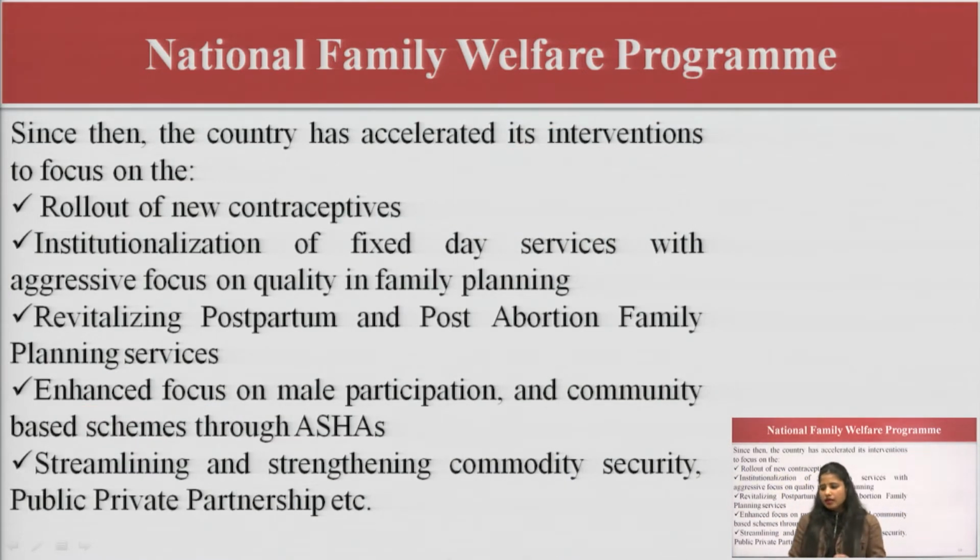Now, we will see some of the interventions under the National Family Welfare Program. How will we achieve this family welfare? Since then, the country has accelerated its interventions to focus on certain areas: how will we control the population, how will we stabilize the population? First is the roll-out of new contraceptives. What new methods are coming? There could be physical methods, there are permanent methods; they roll out all these new contraceptives, and also make people aware about it.